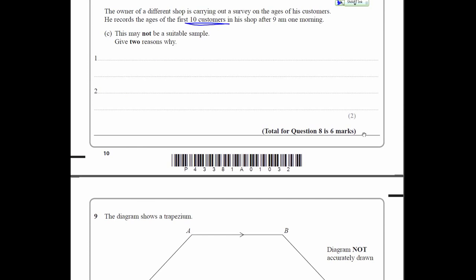Well, come on. 10 people out of however many customers you could have in a shop. Okay? 10 is not enough people. And if you really want to be fancy about this, for a representative sample, that means that randomly asking 10 people won't represent all people. Representative sample.